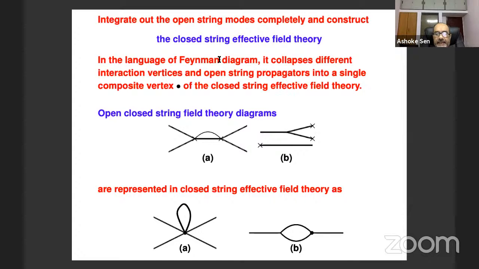So this, in a sense, is the usual notion that we use in integrating out a set of modes. But there is some difference that I'll mention later.